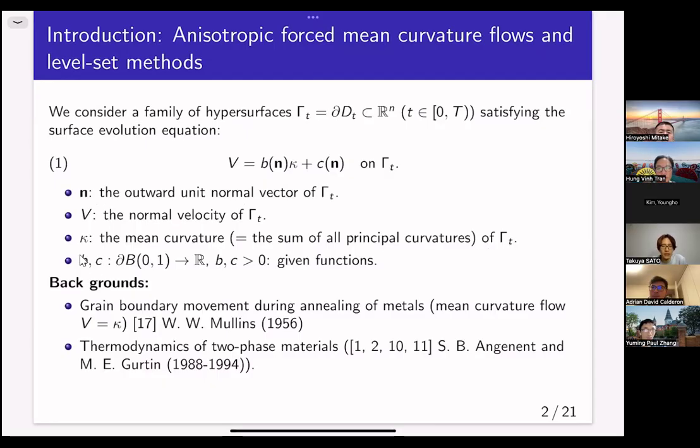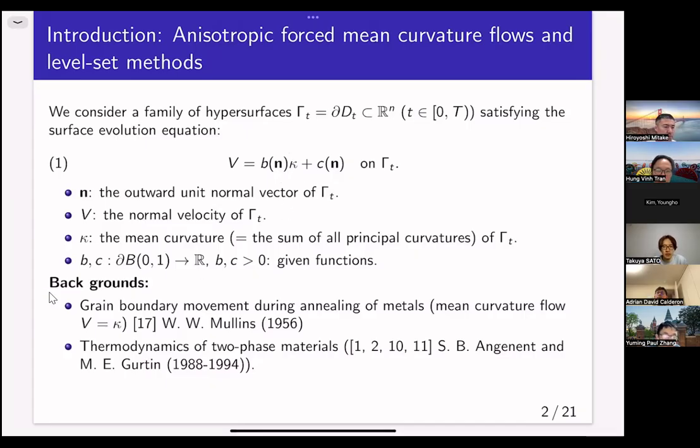And this b and c are given functions. And in this sense, equation one means that the velocity is given by the curvature and this outer force, but here this curvature term is weighted in the direction n.